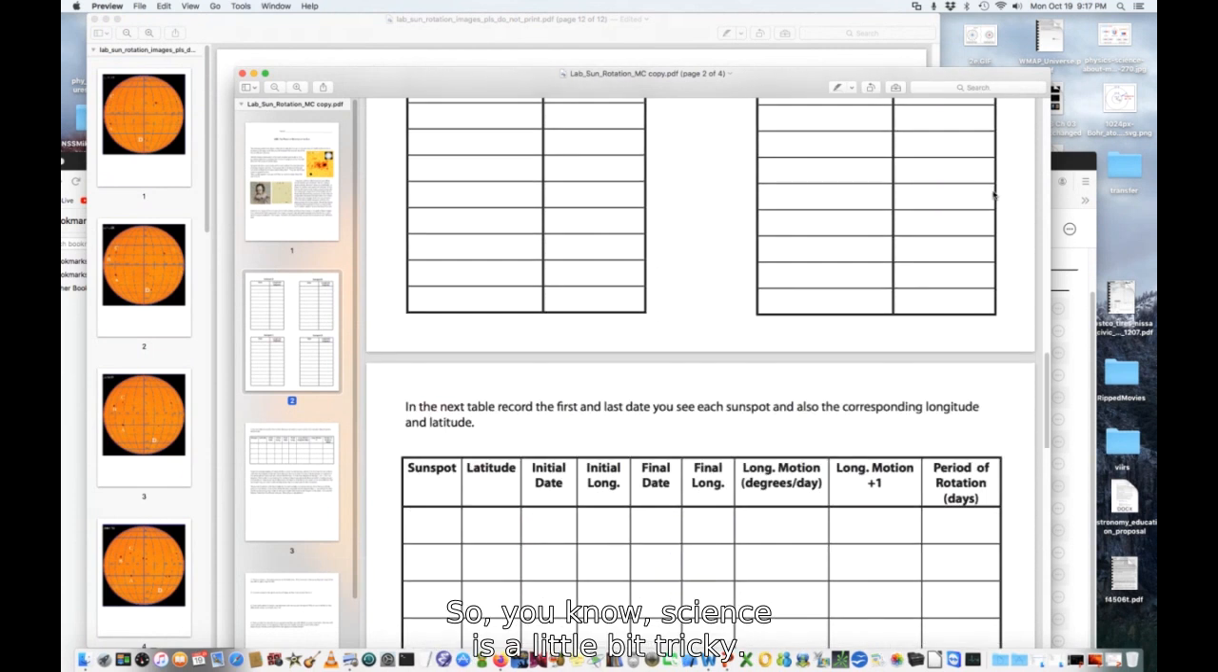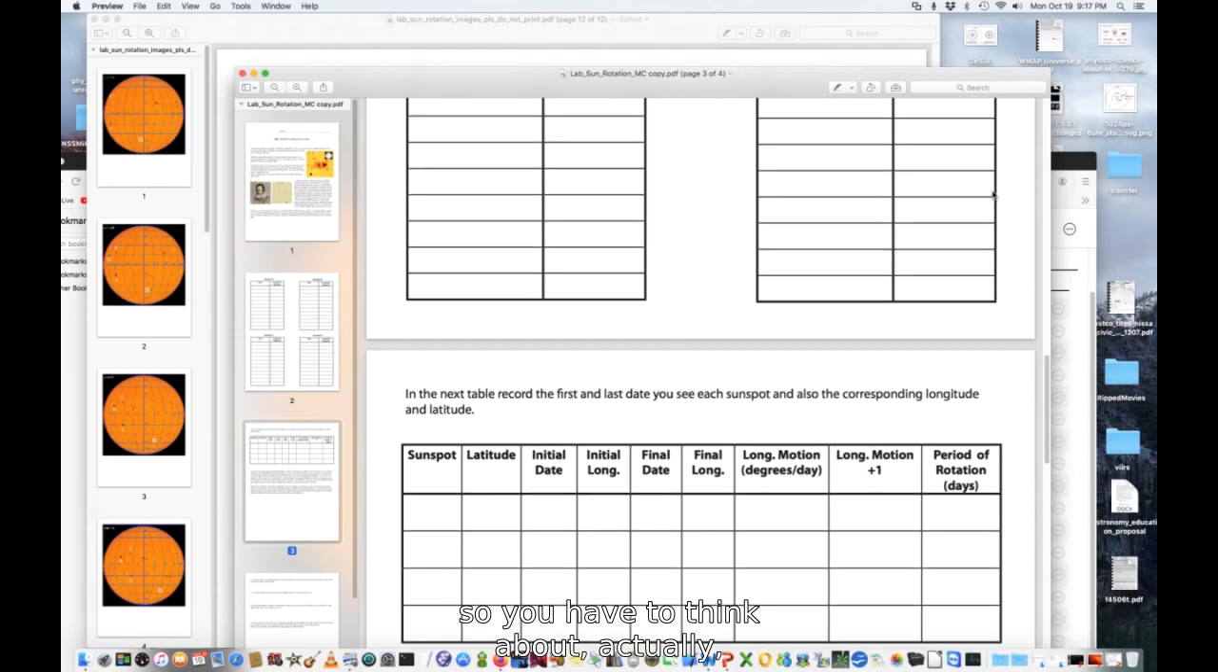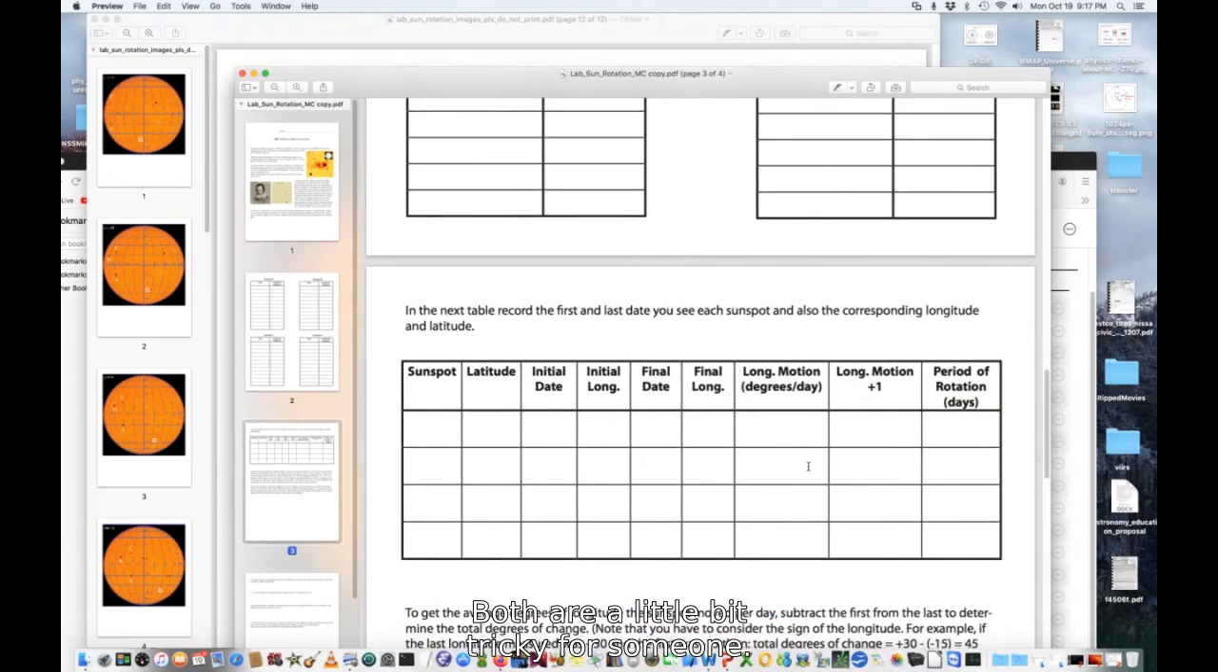So, science is a little bit tricky. Sometimes mathematics is a little tricky in that sense. So you have to think about actually how many days have elapsed from day 1 to the final day. So make sure you understand when you do degrees by day, the degrees you must get the positive sign, minus sign correct. And the days you must get the number of day intervals correctly, okay? So that's two tricky parts. Both are a little bit tricky for someone. Every semester, some students will get confused about either the degrees or the days, or both, right?